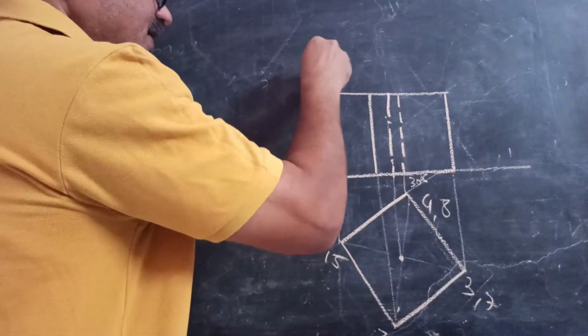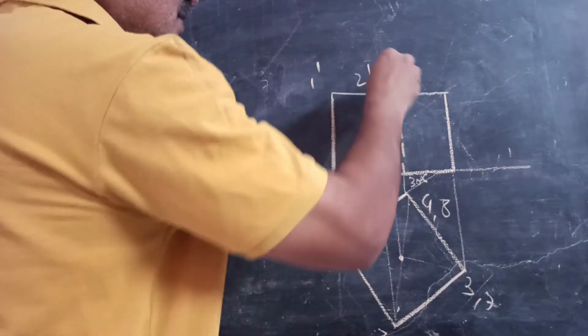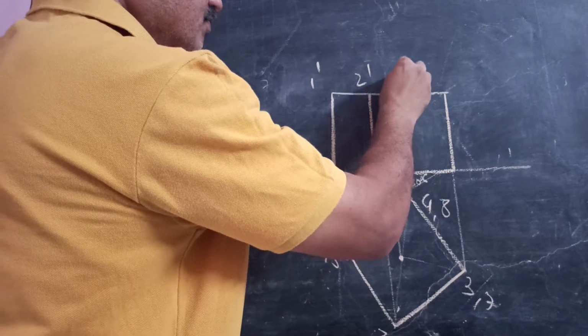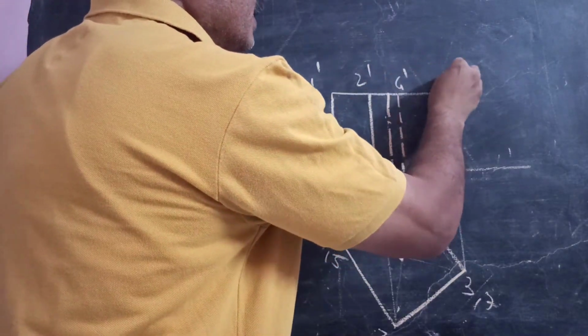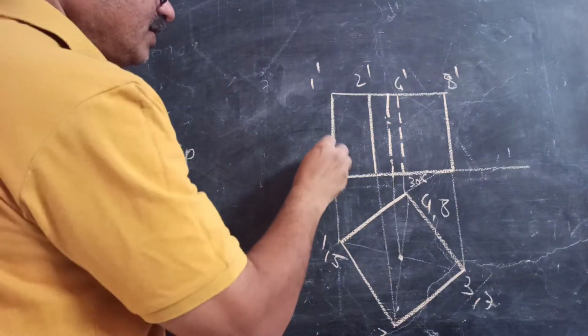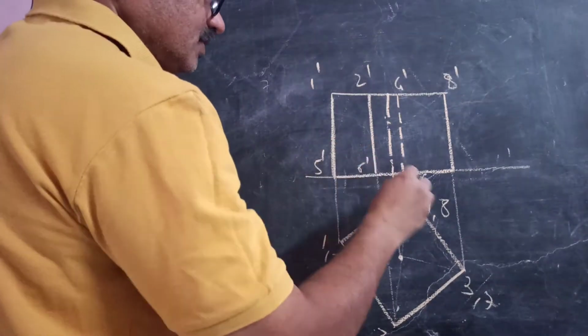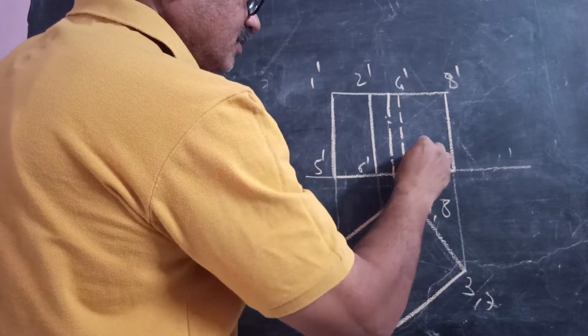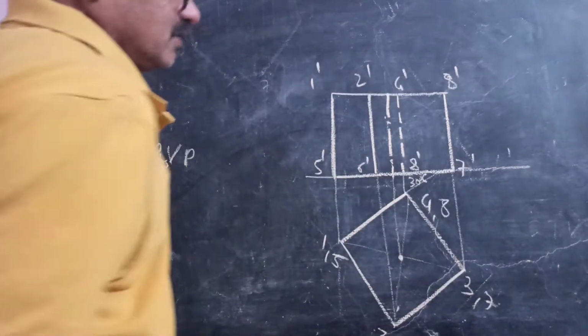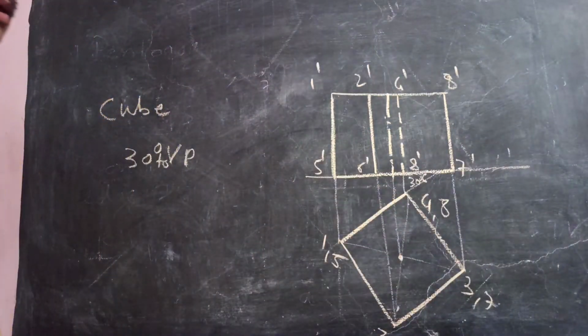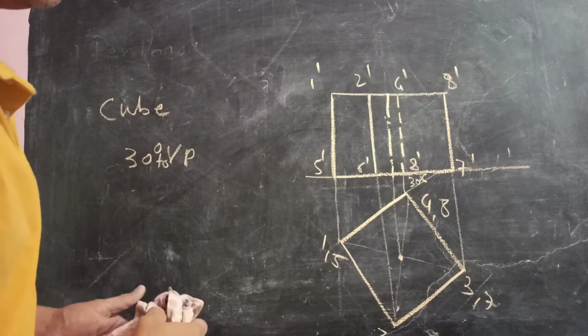So let it be 1 dash. This will be 2 dash. This will be 4 dash and this will be 8 dash. Then this will be 5, 6. Then this will be 8 and this will be 7. So this is the simple position of the cube is given.